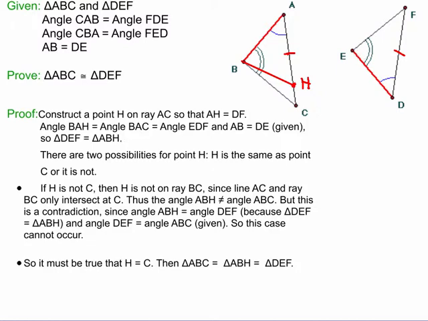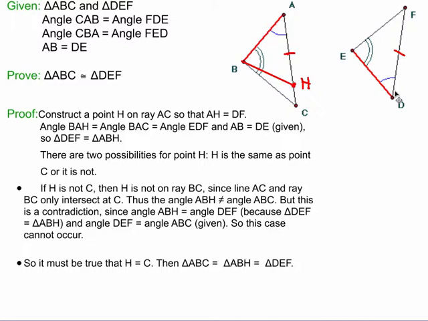Okay, so if that's the case, then we also know that AB is DE by construction. That's how we constructed it. And so we can say, well, if we know all that, then by side-angle-side, we know that our two triangles, ABH and DEF, are congruent. Okay, so we've proven that these two triangles, ABH and DEF, are congruent to each other.